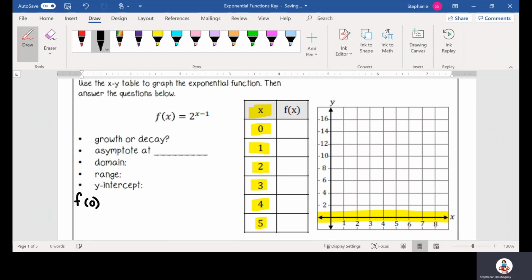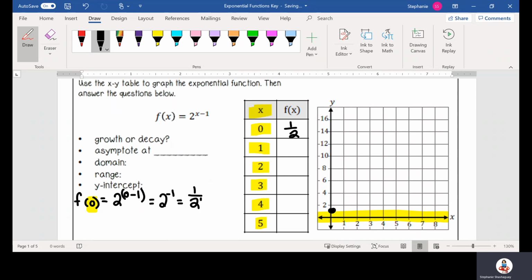So the first thing we're going to do is find f of 0. So f of 0 is going to be equal to 2 to the 0 minus 1 power, which is equal to 2 to the negative first power, which if you remember from our exponent rules at the beginning of the year, if we have a negative exponent, what happens is it becomes a fraction. So we have to put it under 1. So it's 1 over 2 to the first power, which is just 1/2. So that means when my x is 0, my y is 1/2.